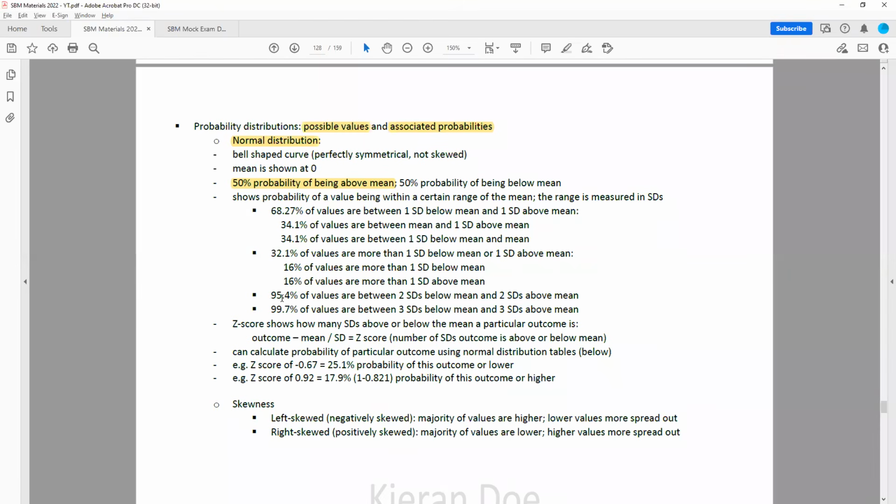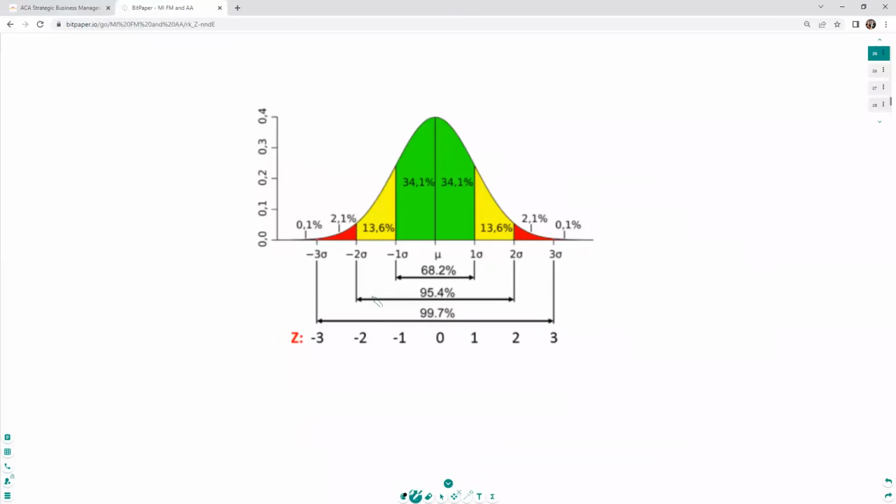So looking at this, 95.4% of values are between 2 SDs below the mean and 2 SDs above the mean. So you can see here that 95.4% of values are between here and here, and therefore the difference, 2.2%, are going to be less than 2 standard deviations below the mean. So very few values are going to be that far away from the mean, and similarly at the other end of the spectrum.